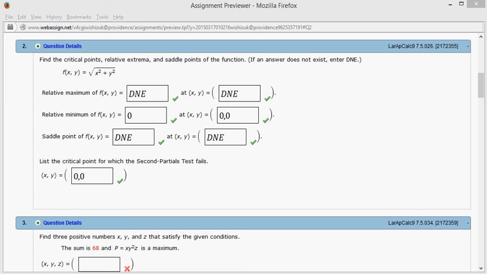It came back, and it looks like we got these correctly. That's it. I hope that this was clear.